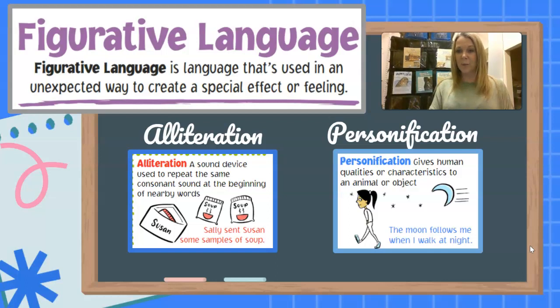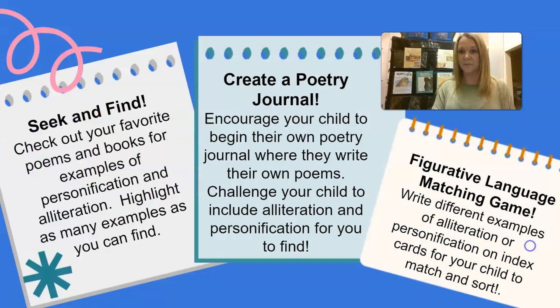Personification gives human-like qualities and characteristics to animals or objects, things that are not in fact human. Check out this example. The moon follows me when I walk at night. This is giving the moon a human-like quality of being able to follow someone, which we know is not true, but it sets the tone for what is happening on the street at night, where the character feels that the moon is right behind him at all times.